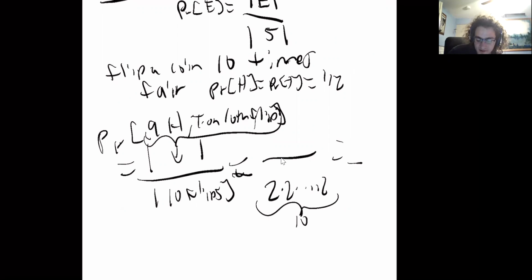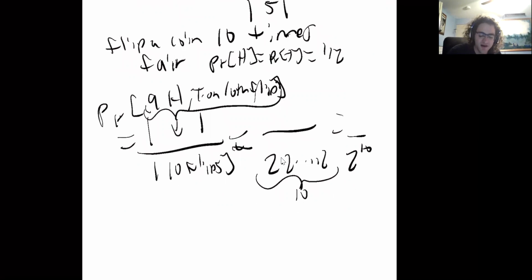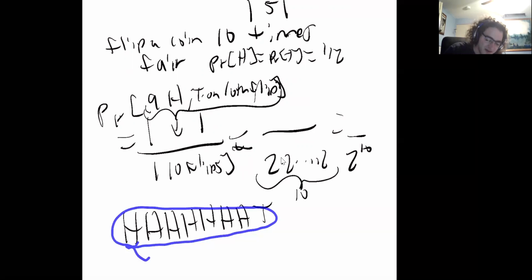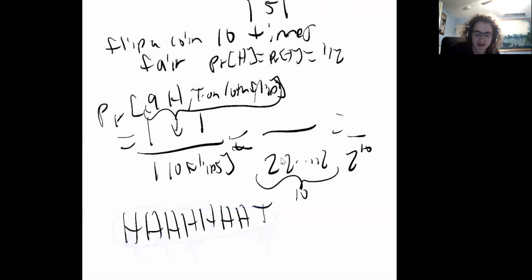We get 2 to the 10th for these flips. Then, what would it mean to have 9 heads and then tails on the 10th flip? It means we have all these heads showing up, and then a tail as the last thing. So actually we only have one possibility here, because I have to have a head in the first place, a head in second place, and a tail in last place. I never have any opportunity to vary anything. So I only have one possible outcome in this event, and the probability is 1 over 2 to the 10th.